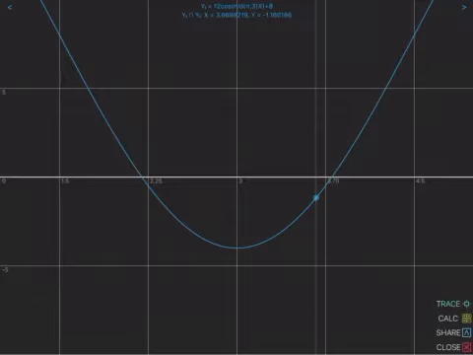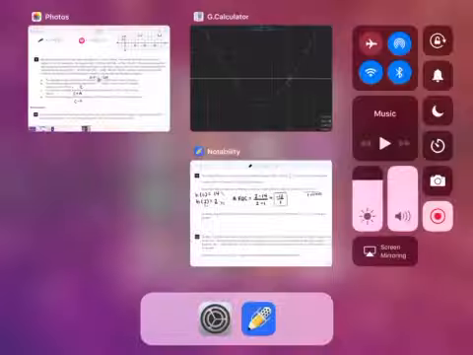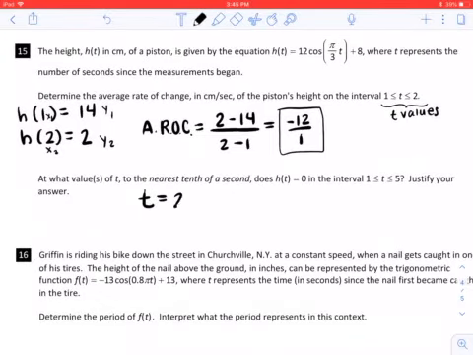If you hit trace, you can move this little cursor around, and we want to see where it crosses the x-axis. So you can see at the top it's about 2.2. If you look at the top middle of the screen, it says x equals 2.2, well 2.19, whatever, so it rounds to 2.2. And then over here, this x value is 3.8. So we have t equals 2.2 and t equals 3.8.